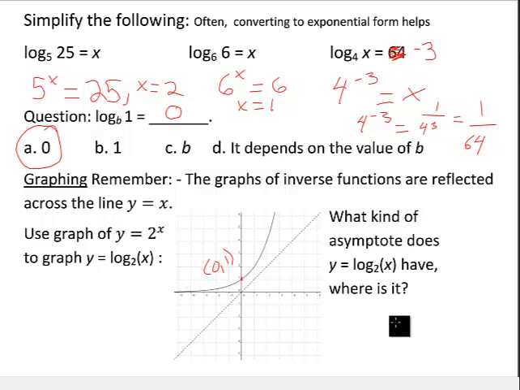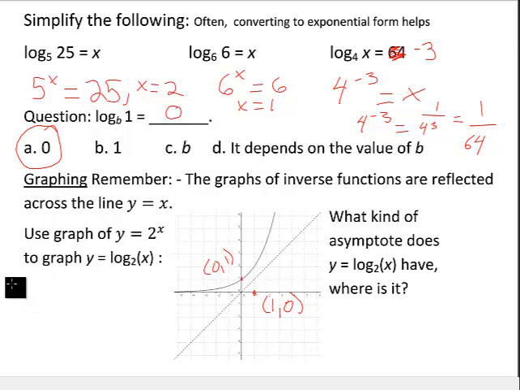Well, we have a similar point on log functions, because the input of 1 always gives us an output of 0. The point 1, 0 is on every graph of untransformed logarithmic functions. So let's look at a few examples. If we look at this original function that I have graphed right here, this exponential, it's y equals 2 to the x.